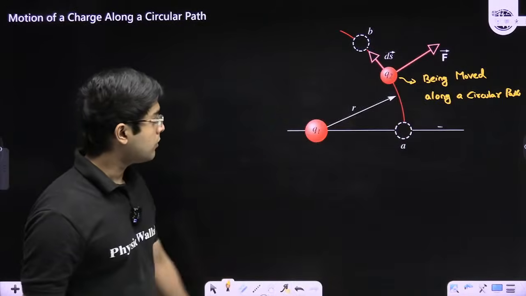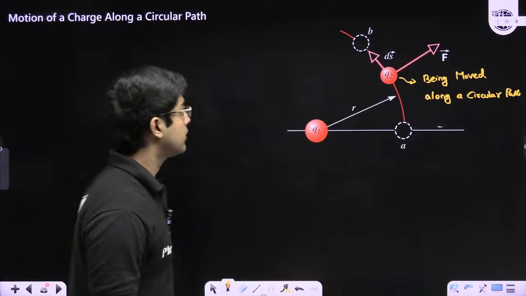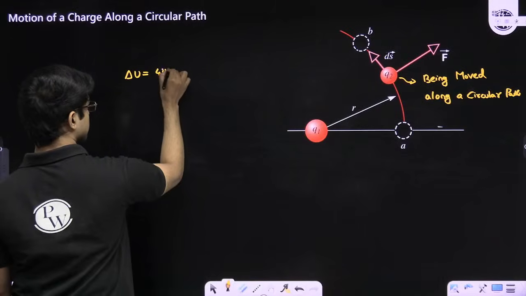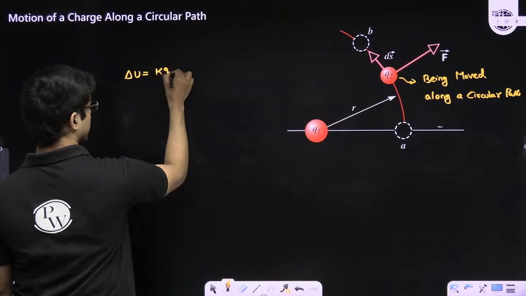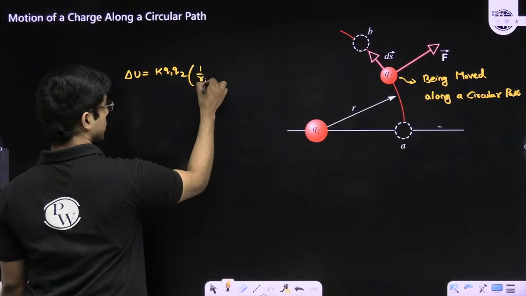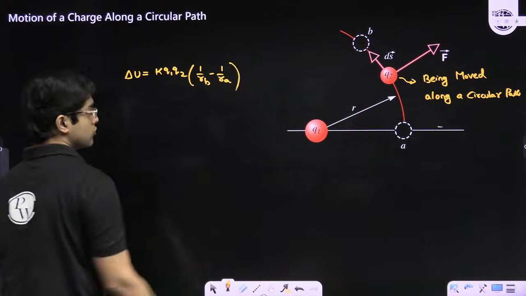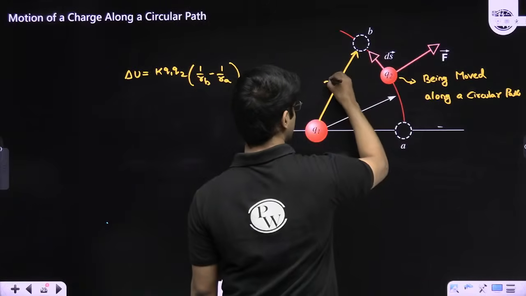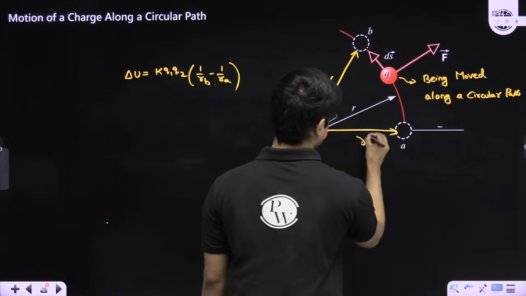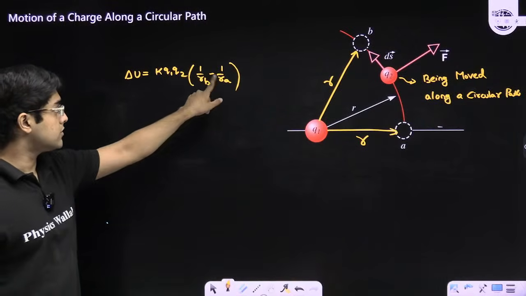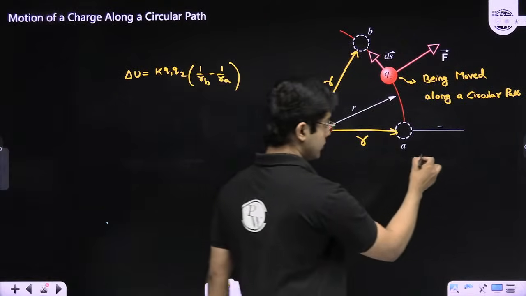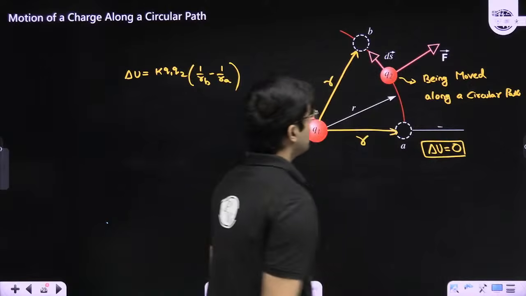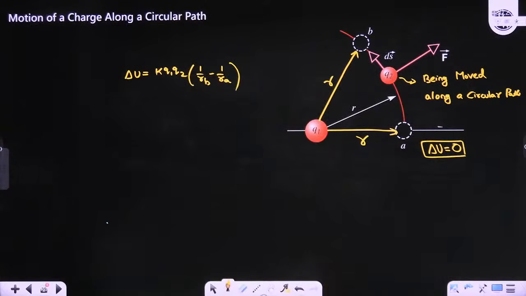Okay, and we have to find the potential difference between A and B. So basically here the thing is, what was the delta U formula? K Q1 Q2 into 1 by RB minus 1 by RA. So here the thing is, when it reaches B, here also the distance is R and the initial distance is also R. So final distance and initial distance are both equal. So in this case, delta U is 0. The potential energy does not change here.